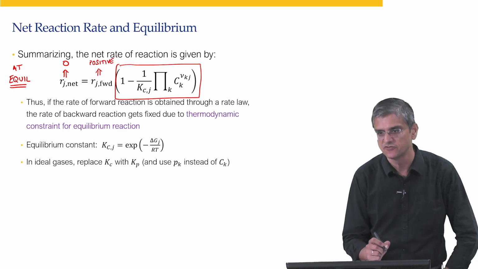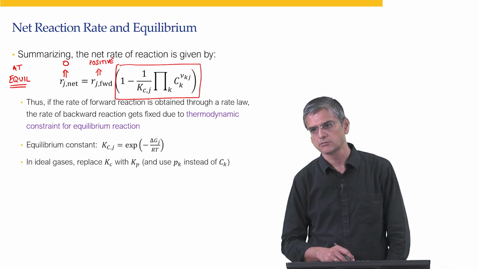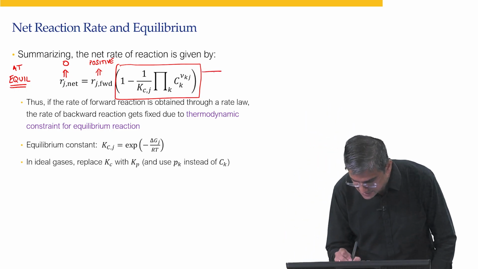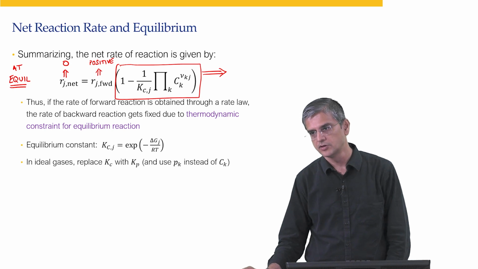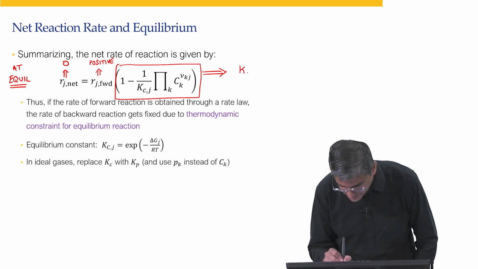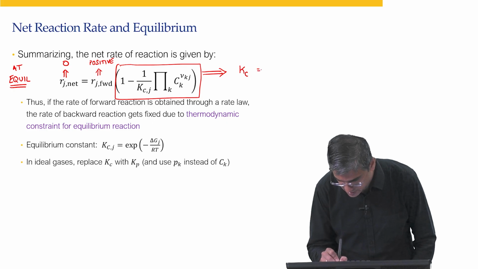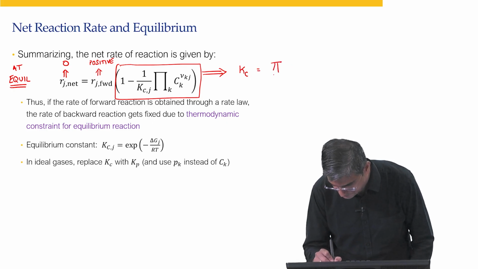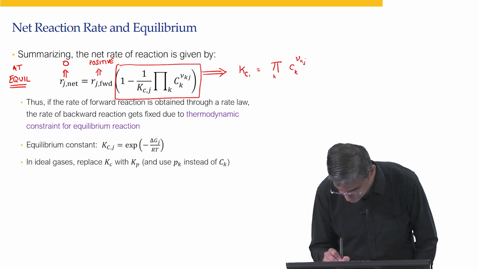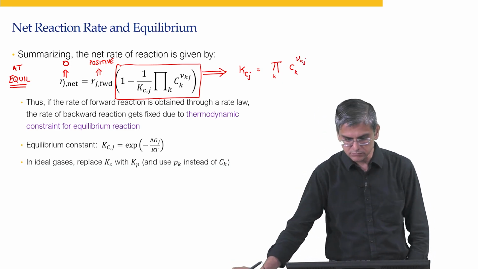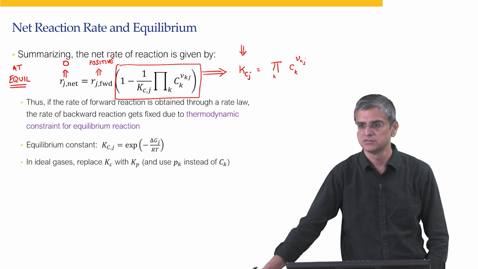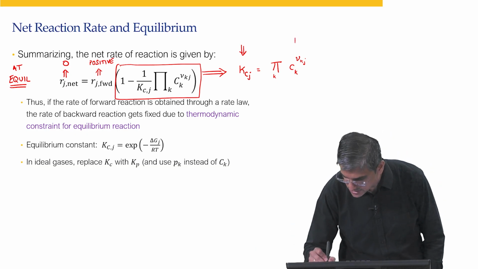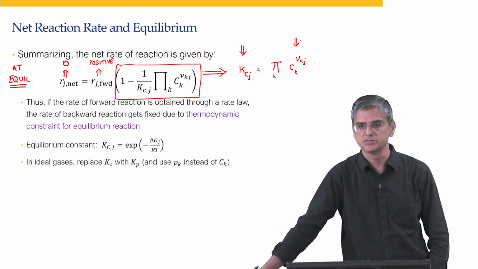In fact, it is a positive value. Okay. What happens is it is this guy that is 0. Okay. And therefore, you are getting your Kc is nothing but... this guy does not have any concentration dependence. Okay. This is the only part that has concentration dependence.